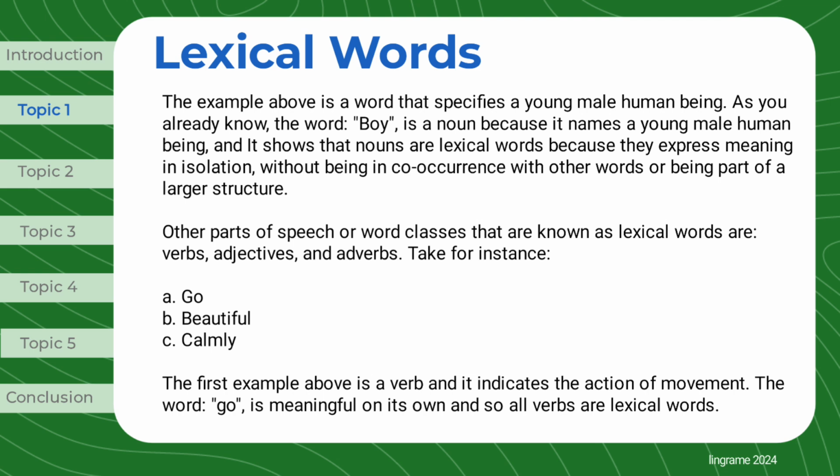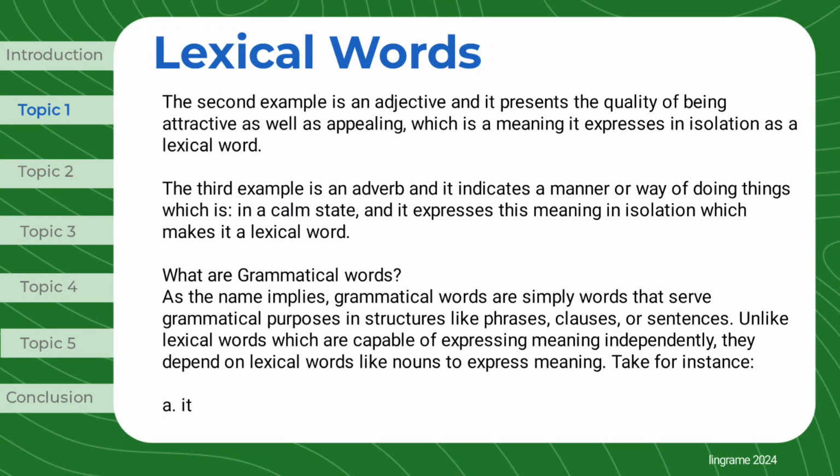Take for instance, go. Beautiful. Calmly. The first example above is a verb and it indicates the action of movement. The word, go, is meaningful on its own and so all verbs are lexical words. The second example is an adjective and it presents the quality of being attractive as well as appealing, which is a meaning it expresses in isolation as a lexical word. The third example is an adverb and it indicates a manner or way of doing things which is, in a calm state, and it expresses this meaning in isolation which makes it a lexical word.